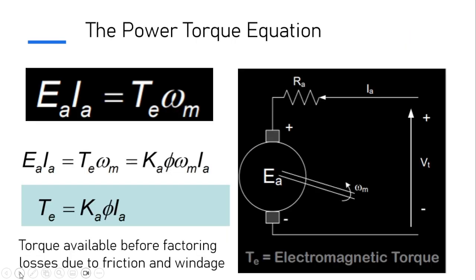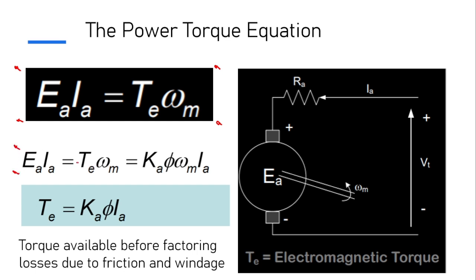Okay, guys, we continue. So you have the power torque equation, which is this one here: EA IA is equal to TE omega m. Know that TE is the electromagnetic torque, right? So you have an EA here, you have a VT, and I go into here. It's in series, so just know the circuit itself, right? And you just keep going with the derived equations.